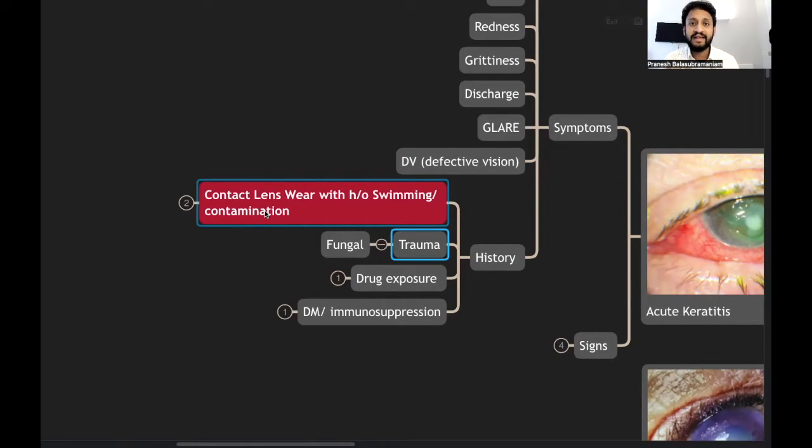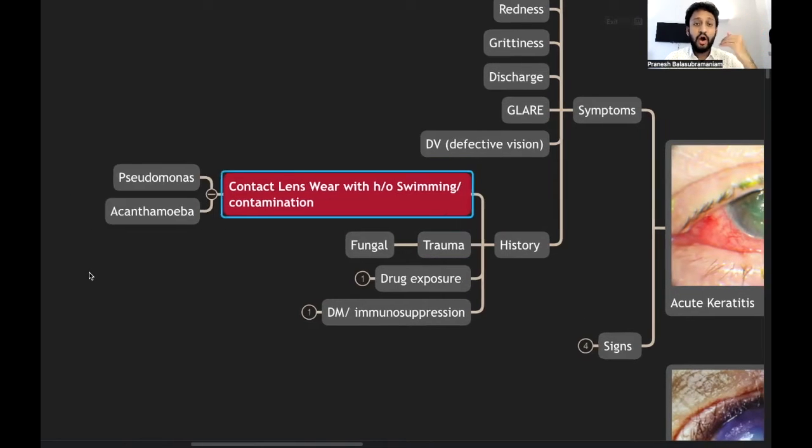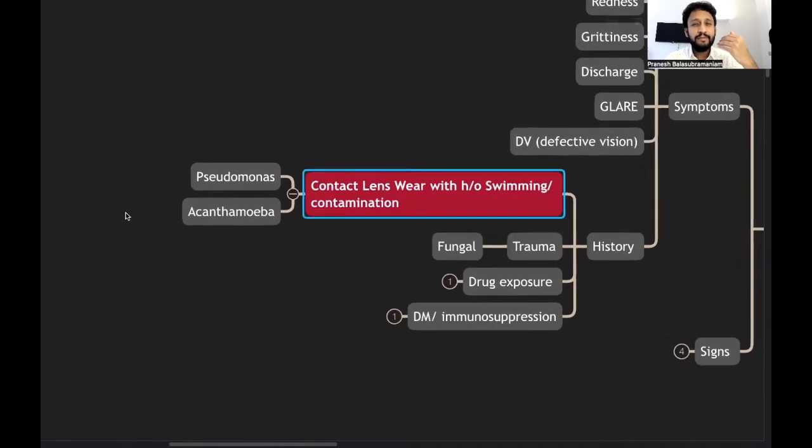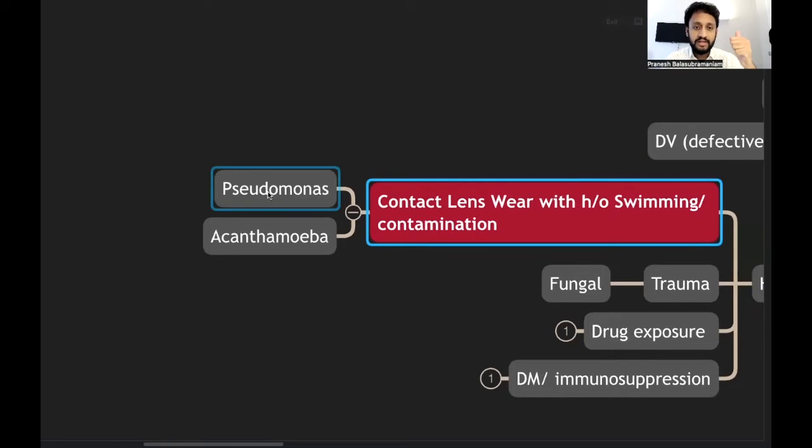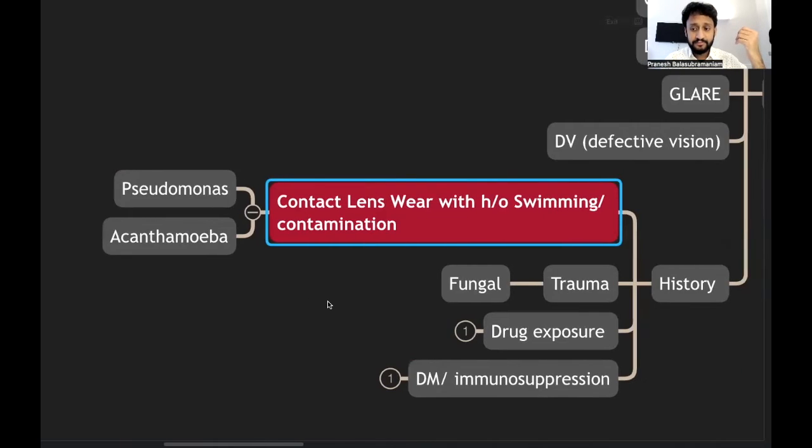The next day morning, they find themselves having an acute red eye with defective vision, watering because of contact lens induced keratitis, what is CLIC, contact lens induced keratitis. Please be aware of that. All right. Always elicit the history of swimming while wearing contact lenses or any history of contamination of contact lenses. These two are very important. Contact lens induced keratitis can be because of two important infectious organisms. One is Pseudomonas, second is Acanthamoeba, which is a protozoa. Pseudomonas is going to be a bacteria.